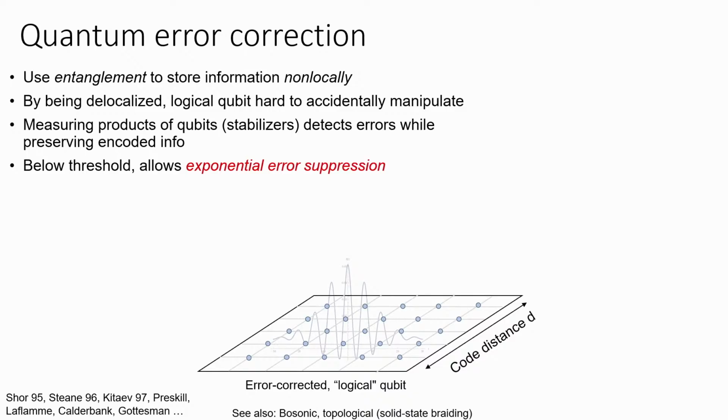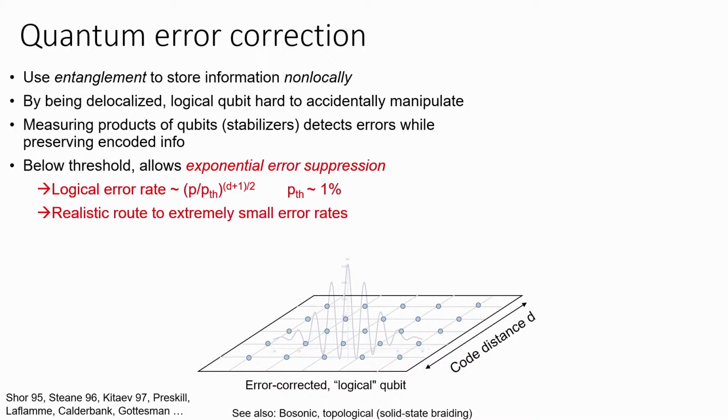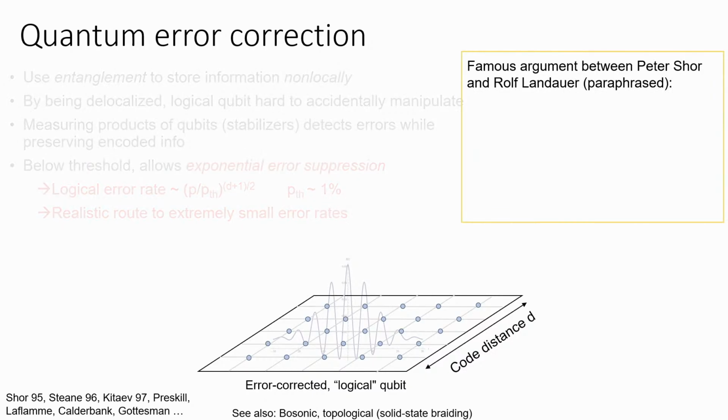Below a characteristic threshold in the system, this allows exponential error suppression, where the logical error rate can in principle be exponentially suppressed with increasing code distance d, which is the linear dimension of the system, as long as the errors are below some characteristic threshold. This threshold is at the scale of 1%. This starts to make it realistic to get to extremely small error rates, and this was one of the key things that led to the development of quantum computing, because it became clear that this is something you can realistically do.